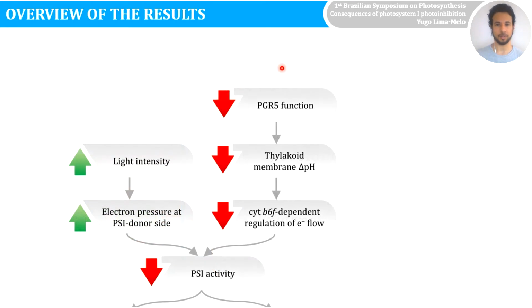As an overview of our results, we showed that the use of pgr5 mutants treated with high light is a good model to study photosystem 1 photoinhibition and its recovery. This occurs because this mutant displays a low thylakoid membrane pH gradient and thus lower cytochrome b6f regulation of electron flow, which specifically induces photosystem 1 photoinhibition under conditions of electron pressure at the photosystem 1 donor site, such as high light.